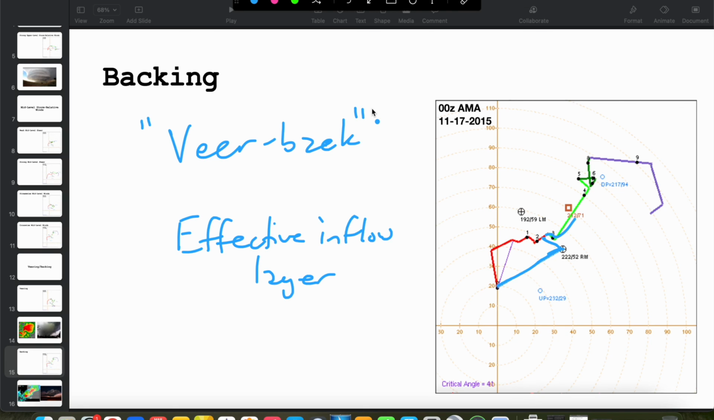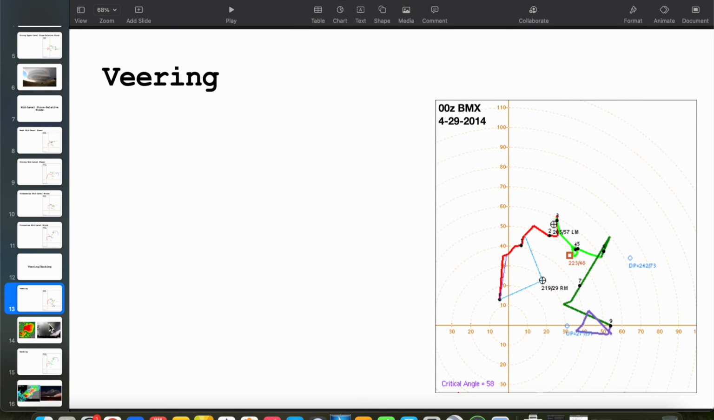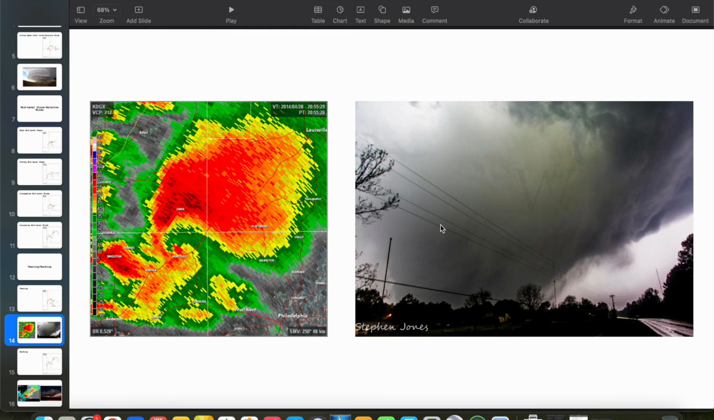It's not always a bad thing to have some backing in the mid-levels, as it vents that precipitation away from the mesocyclone and allows for, number one, really good storm spotting. If there's a tornado, you'll be able to see it. Number two, it allows that mesocyclone to maintain itself perhaps a little bit longer because it's not running into that forward flank precipitation region, as we saw in our Louisville, Mississippi example.